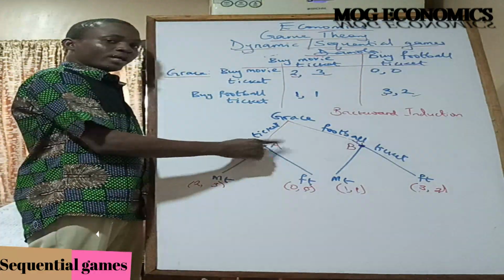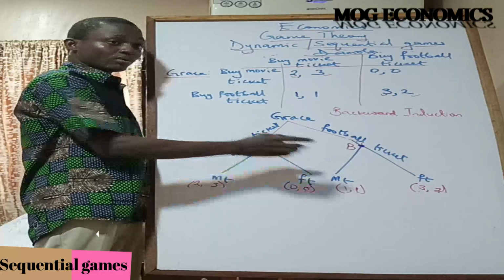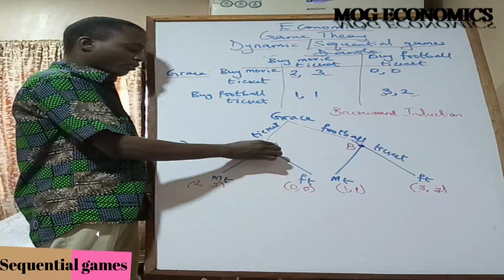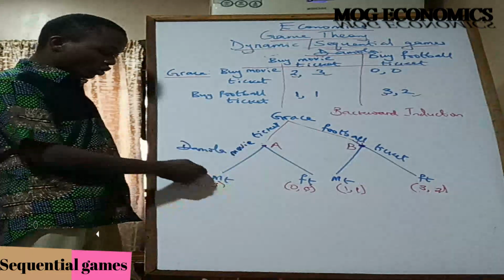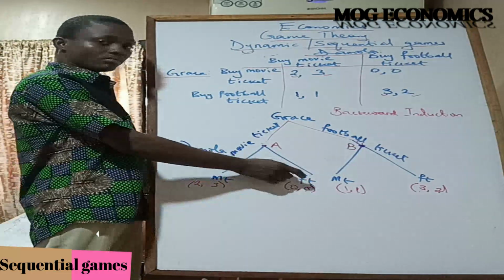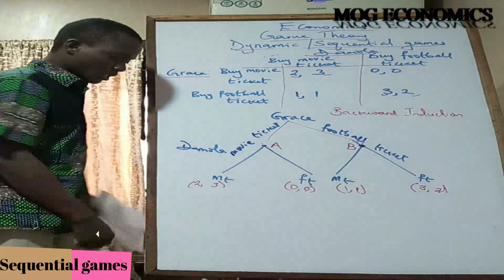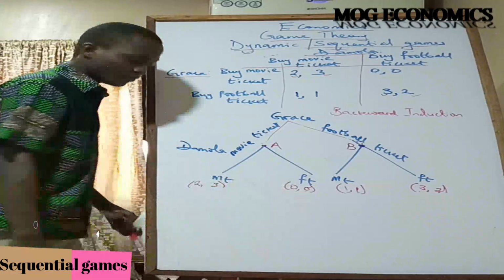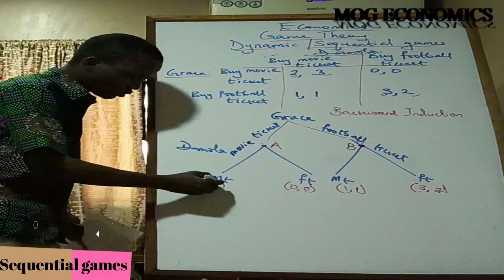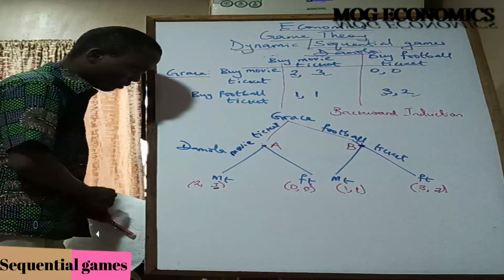If the game ends at point A, that's a simple way to interpret it. If the game ends at point A, what will Damola do? Damola will consider her options between also buying a movie ticket and buying a football ticket. So she compares her own payoffs. She can get a 3 if she buys a movie ticket. She can get a 0 if she buys a movie ticket. So of course, being rational, she's going to go for 3, because 3 as a payoff is better.